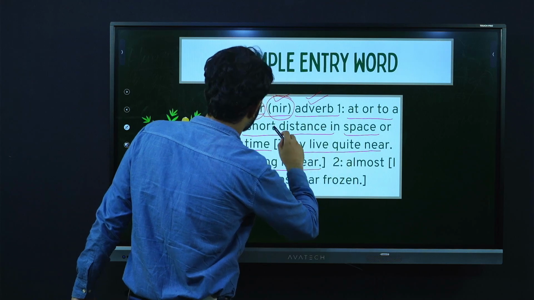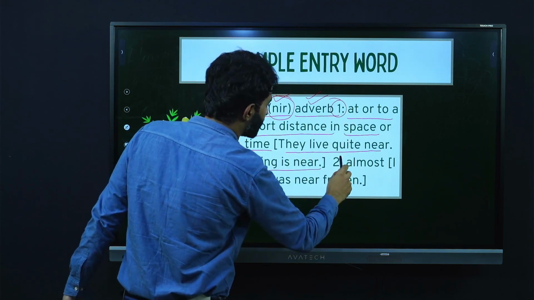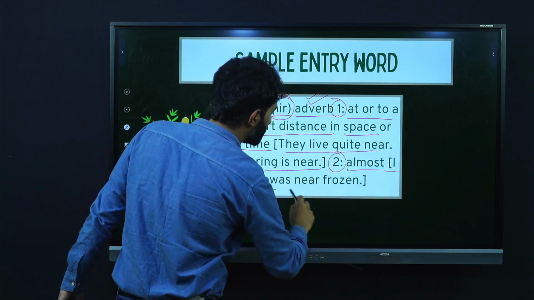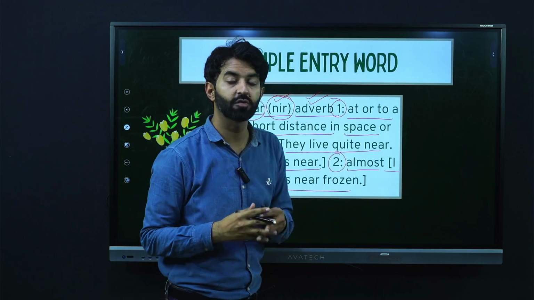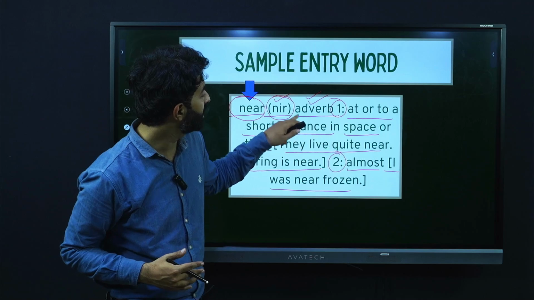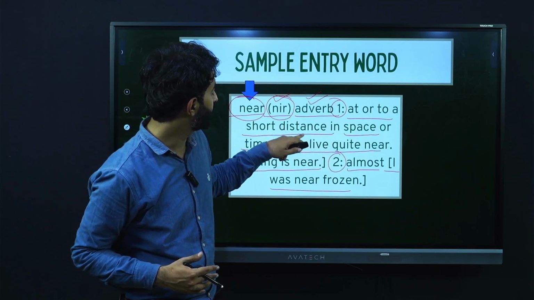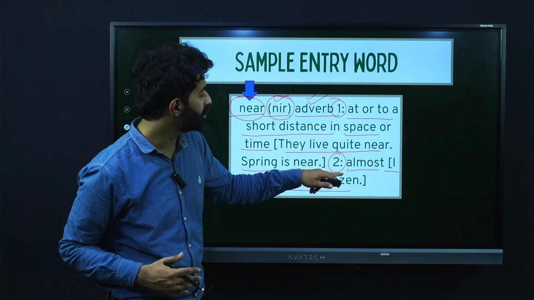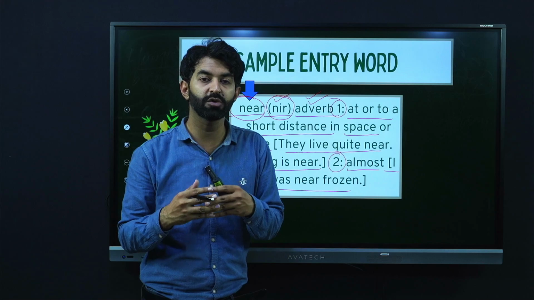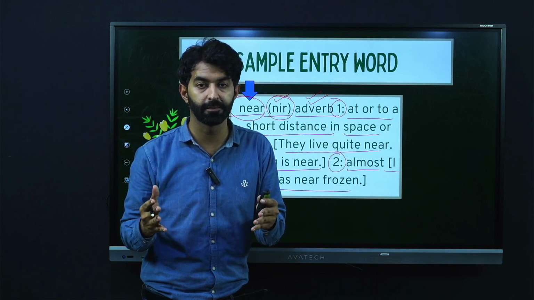And now another definition is almost. Like I was near frozen means I was almost frozen. So you can see that the word near here is used for showing distance and also showing the word almost, like when you are almost near your finish line.